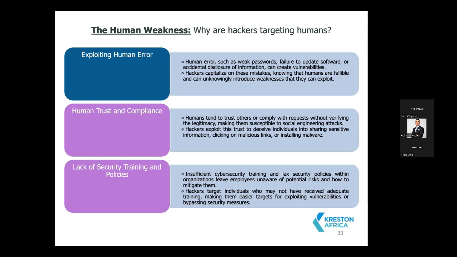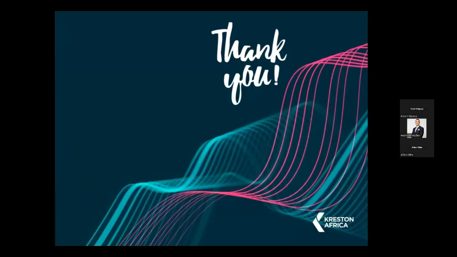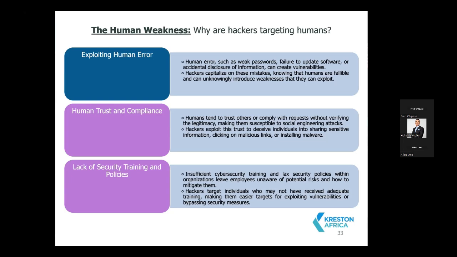And then the biggest factor that leads to this human weakness is really the lack of security training and policies. If our policies aren't very clear and our users are not aware of the policies, and we don't do training on the policies, and we don't train people in terms of cybersecurity and how to protect themselves and the organization against hackers, we really are setting ourselves up for a disaster, because we find that about 65% of breaches are caused by the human weakness, and not through technology or a lack of technology.